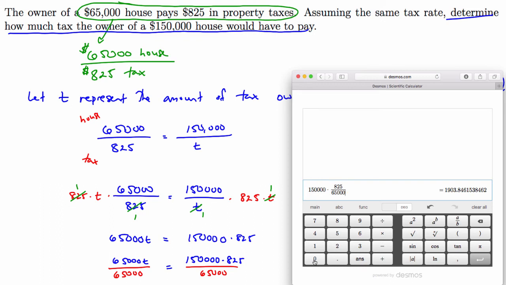Keeping in mind that we know we're talking about the context of money and paying taxes, we know that the dollars will stop at the penny. Because after the decimal we have 846 and we're going to round it to the penny, that 4 will be rounded up to a 5. So our answer will become $1,903.85.